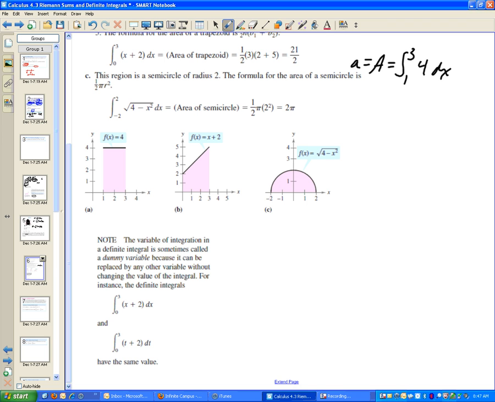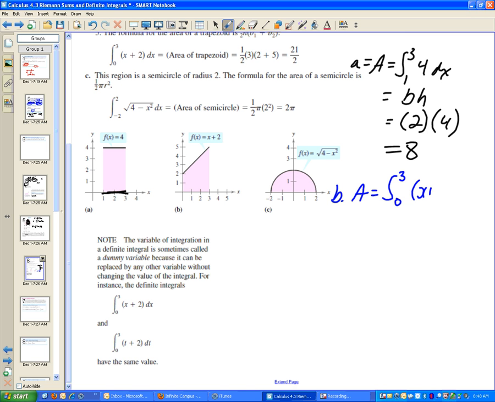We don't know how to evaluate that yet, but we could also do it as base times height, couldn't we? So that would be a base of 2, right, 2 spaces, times a height of 4, and we get the area. Okay? What about part B here? Its area would be the integral from 0 to 3 of x plus 2 dx. We don't know how to evaluate that, but we do a trapezoid.